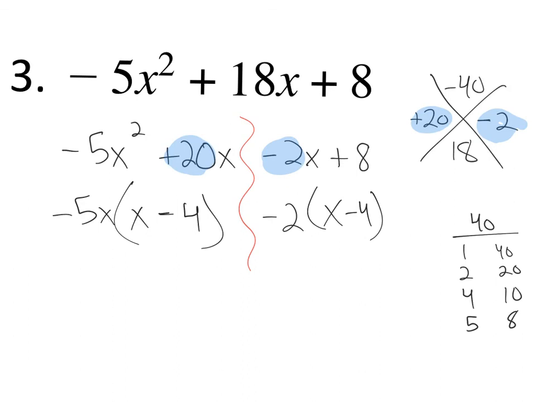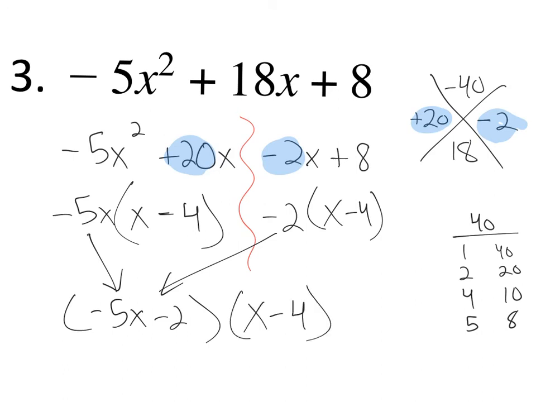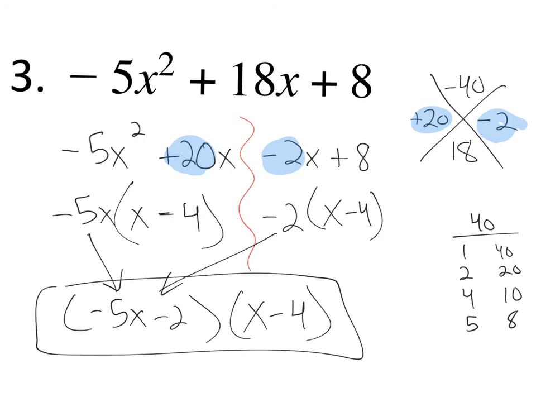So once you've taken the greatest common factor out of the first 2 terms and the greatest common factor out of the last 2 terms, you're going to combine those greatest common factors inside parentheses as one of your factors. So negative 5x minus 2. And the other factor would be what you were left with in parentheses once you took the greatest common factor out of each half. So here we have negative 5x minus 2 and x minus 4.